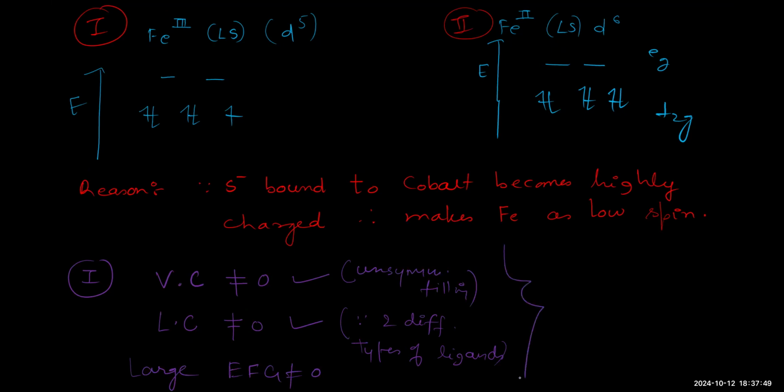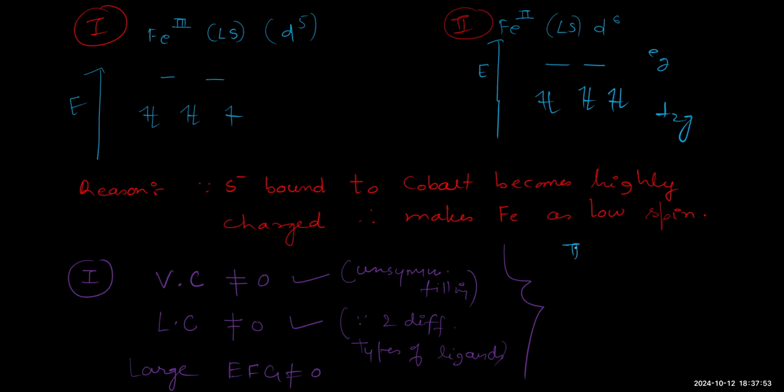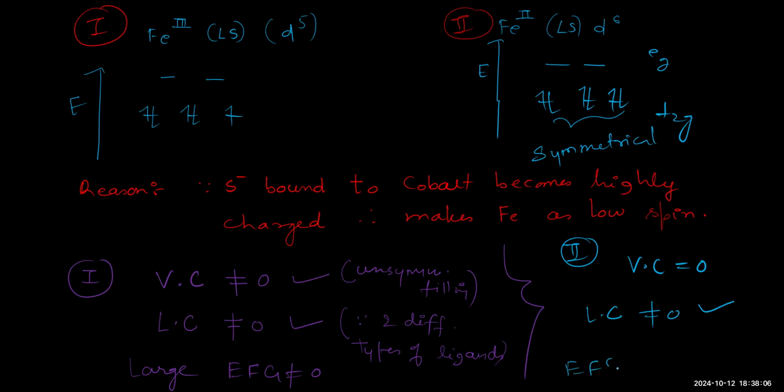Whereas in the other case, the valence contribution is zero because it is a symmetrical filling of the electrons. Lattice contribution is there, as you can see. So a decent EFG would be there, right?